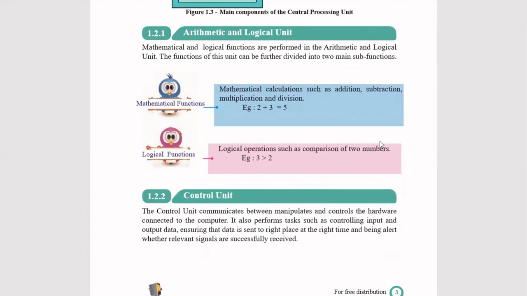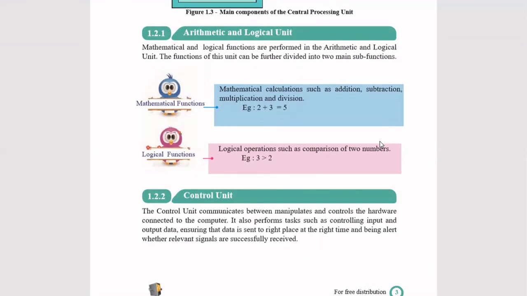What do you mean by mathematical operations, right? Like addition, 2 plus 2; subtraction, 5 minus 3; multiplication, 2 into 3 is 6, right? And division, 8 divided by 2 is 4. All these mathematical calculations, addition, subtraction, multiplication, and division, are done by the arithmetic and logical unit. So those are the mathematical calculations.